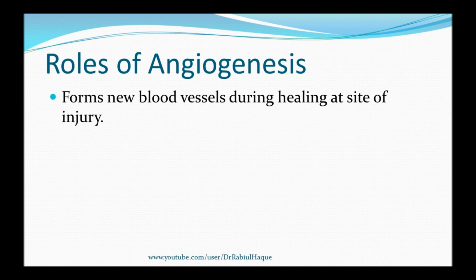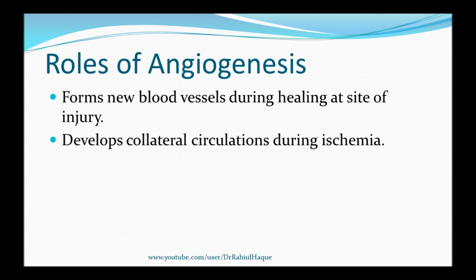Similarly, angiogenesis plays a vital beneficial role during the development of collateral circulation during ischemia. Now, what is ischemia? Ischemia means reduced blood flow to the tissue, and whenever there is reduced blood flow to the tissue, we need to develop additional blood vessels to supply that affected area, and that thing is achieved by angiogenesis.